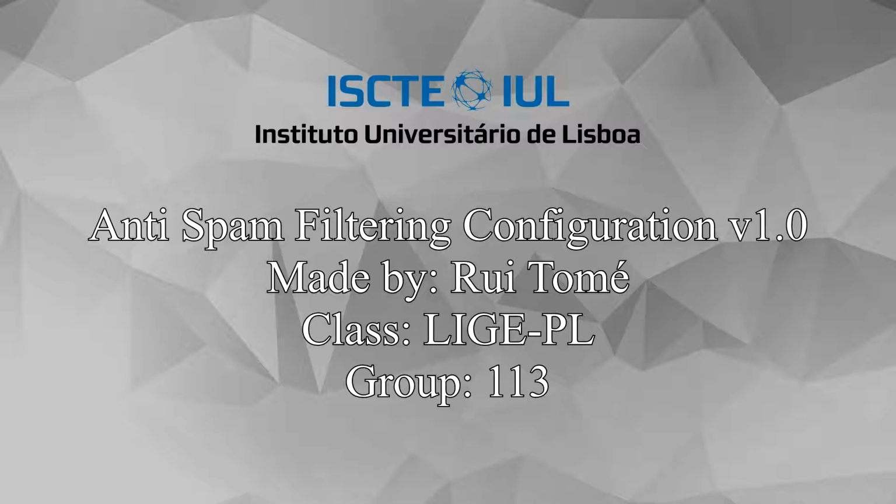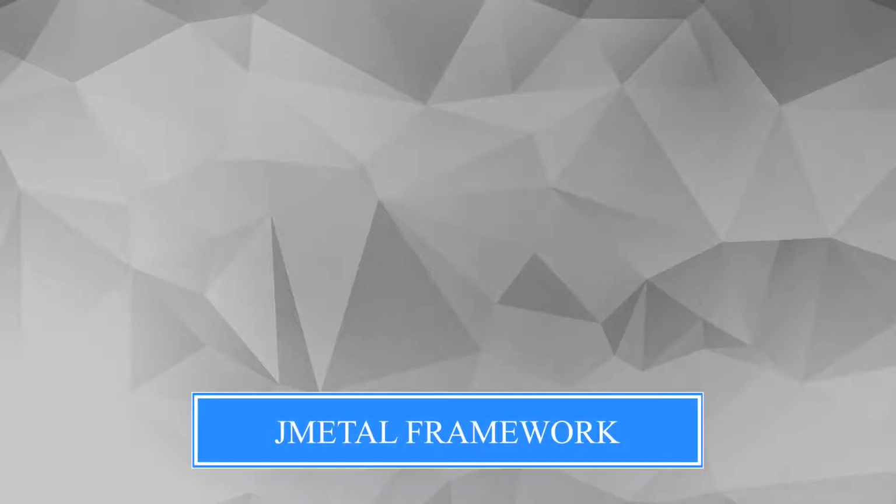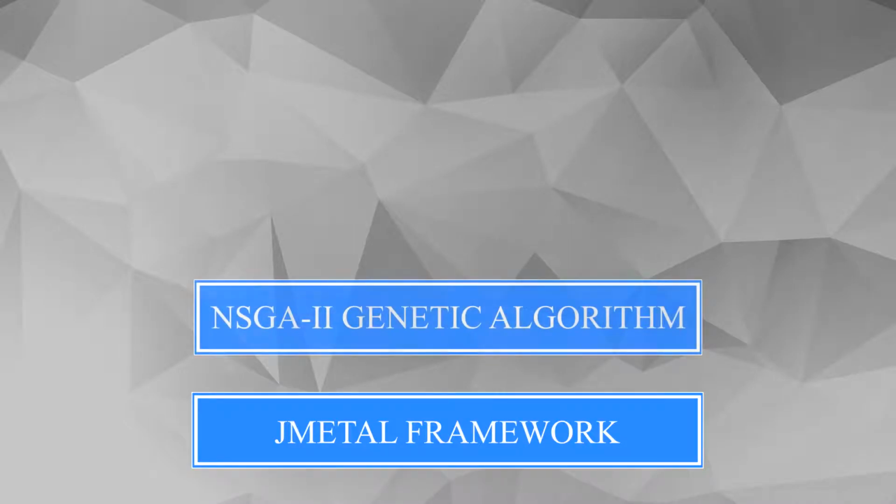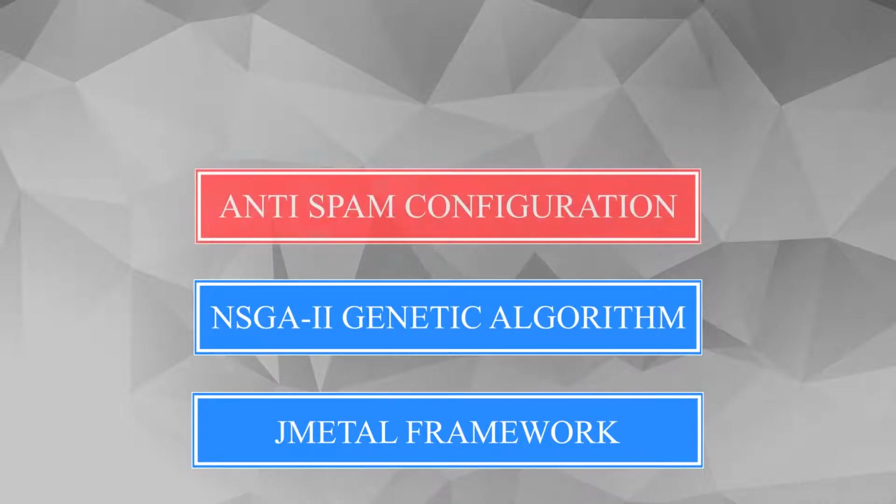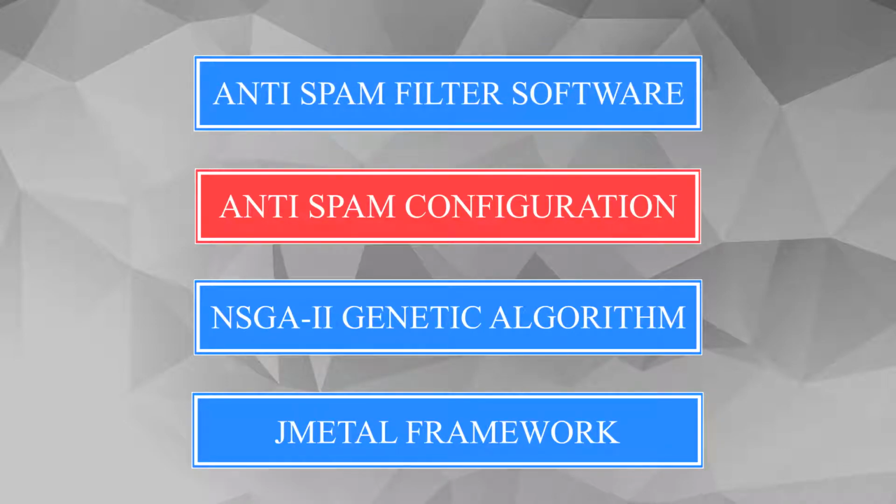This project was about using an existing framework, JMetal, and implementing features to make use of a multi-objective genetic algorithm, NSGA2. My objective is to create a program that optimizes a set of rules, giving each one's values that are used by AntiSpam filtering software. Here's how it all works.